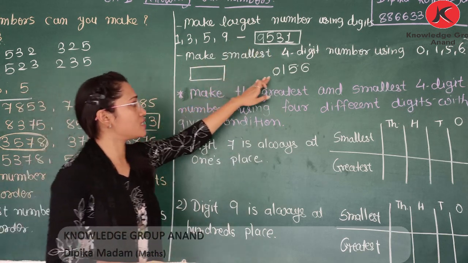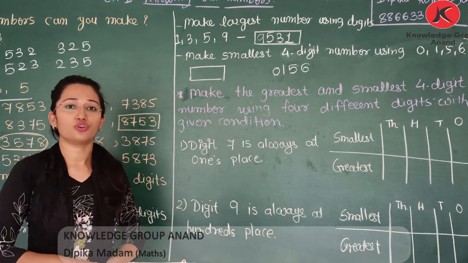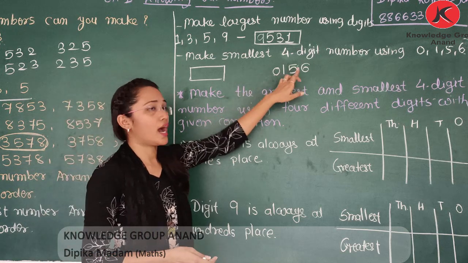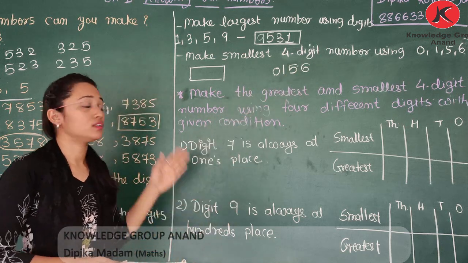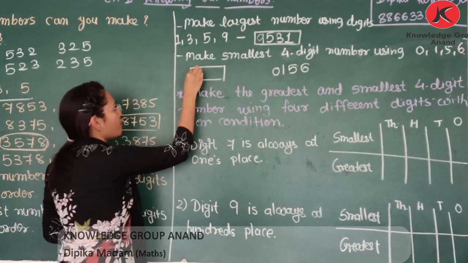So if you write 0 at the 1000s place, it will be a 3-digit number. So you need to write 0 after 1.